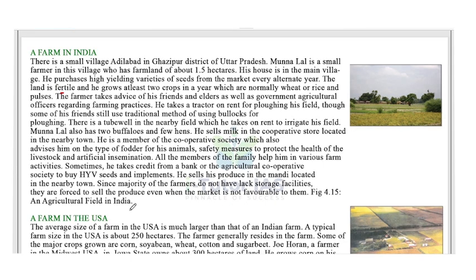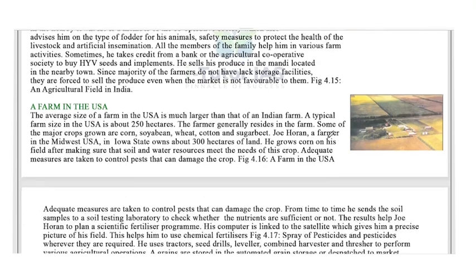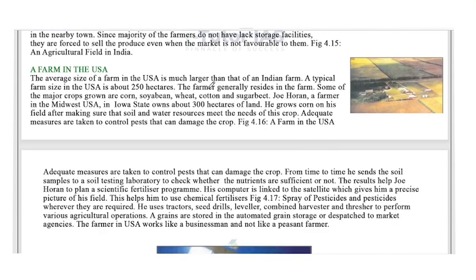An agriculture field in India. So this is the agriculture field in India. Okay. Now, next one is a farm in USA. The average size of a farm in USA is much larger than that of an Indian farm. A typical farm size in USA is about 250 hectares.